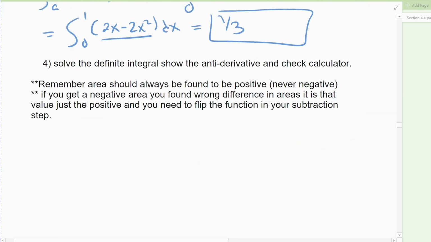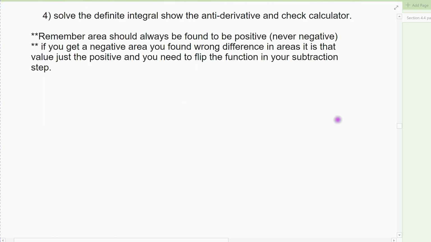All right, solve the definite integral, which I've done above. Remember, area should always come out positive, never negative. If your area comes out negative, it means you subtracted incorrectly, which usually just means flip it around. So keep that in mind.